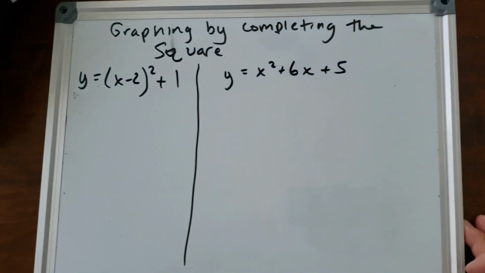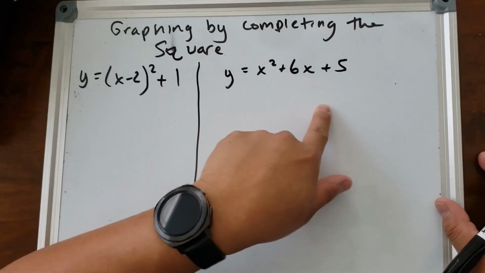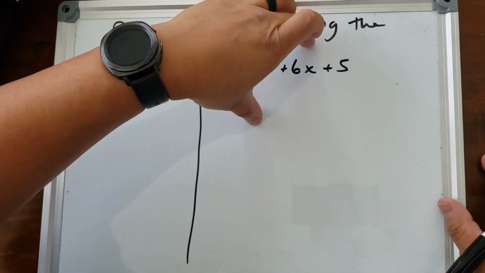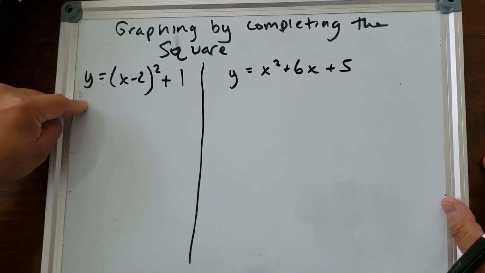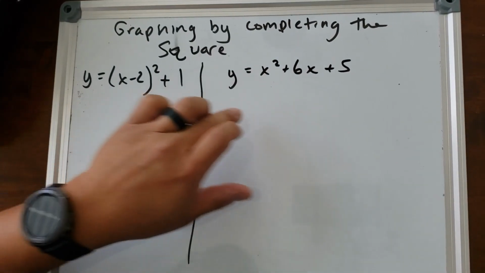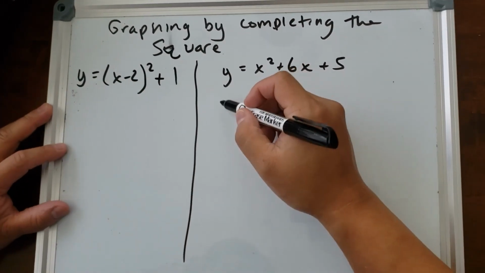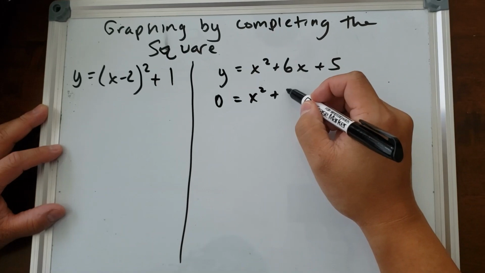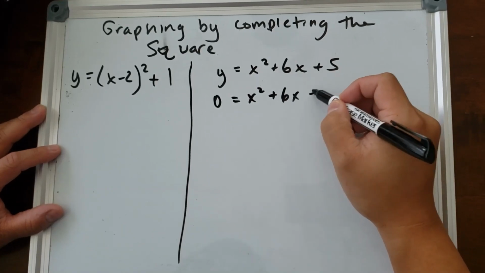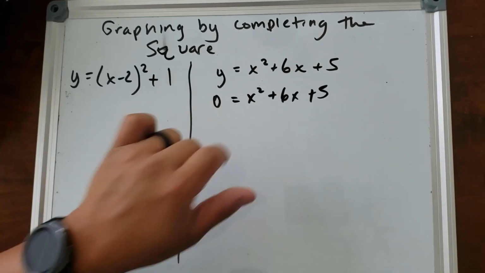So the problem is, what do we do when the problem looks like this? Well, what we're going to try to do is take this and make it look like this, okay? So whenever we see a problem set up like this, the first thing I want you to do is take out that y and set it equal to 0. Okay, so all I did was take the y and put in a 0.